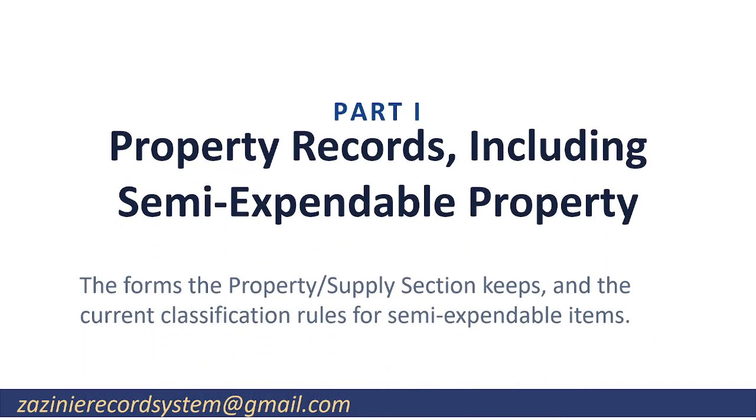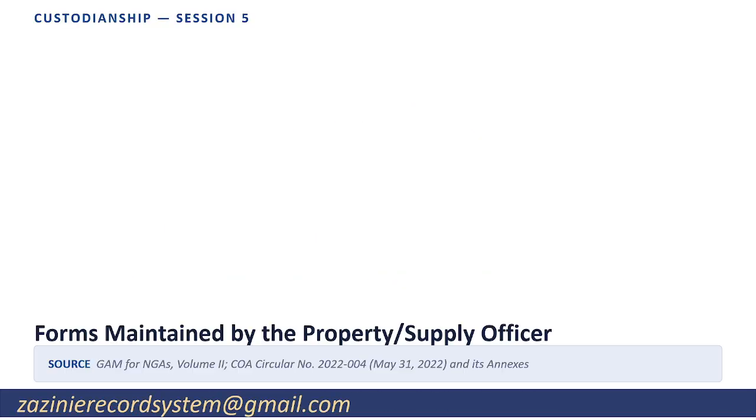Part 1. Property records, including semi-expendable property. The forms the property or supply section keeps, and the current classification rules for semi-expendable items. This part covers the specific forms the property or supply officer must maintain, and the current, updated threshold for what counts as semi-expendable property. Next slide.